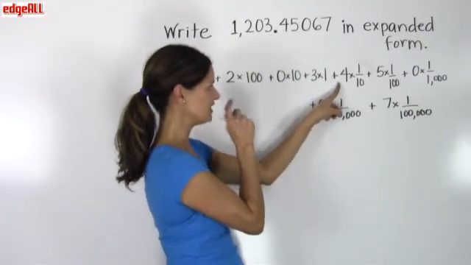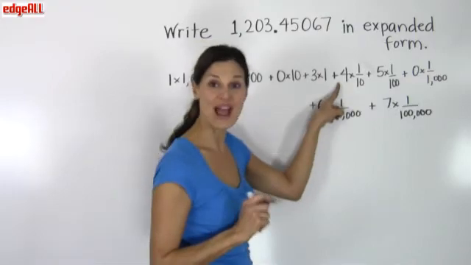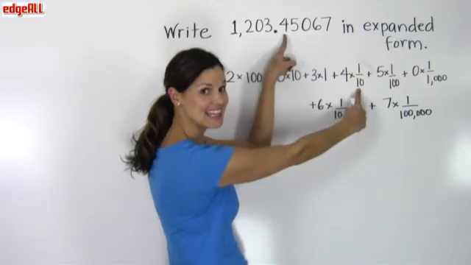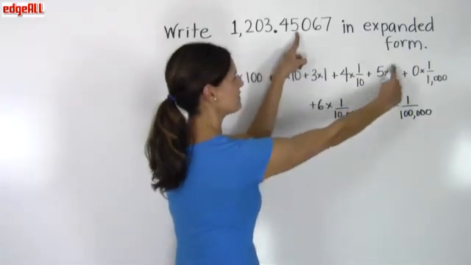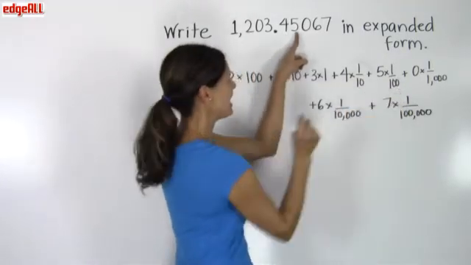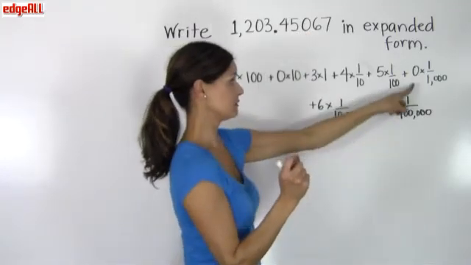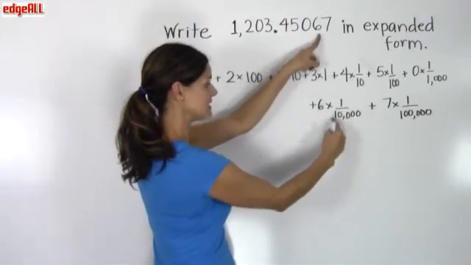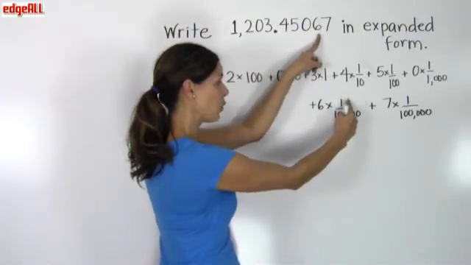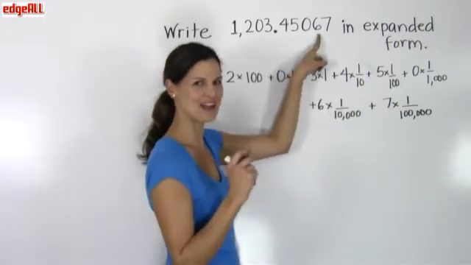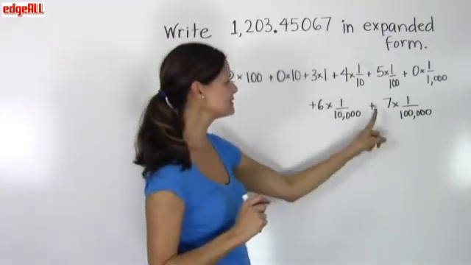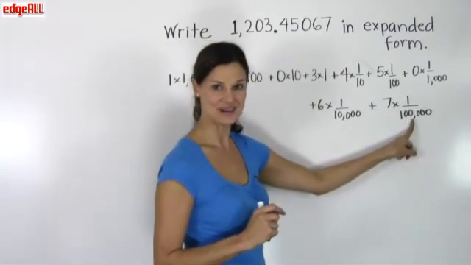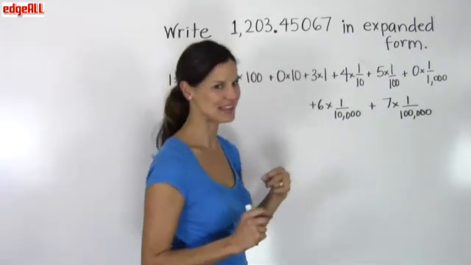Now I've hit my decimal, and now I'm looking at my numbers to the right of my decimal. So I've got plus 4 times 1/10 for my tenths place, 5 times 1/100 for my hundredths place, 0 times 1/1,000 for my thousandths place, and then I've got plus 6 times 1/10,000 for my 10,000ths place, and plus 7 times 1/100,000 for my 100,000ths place.